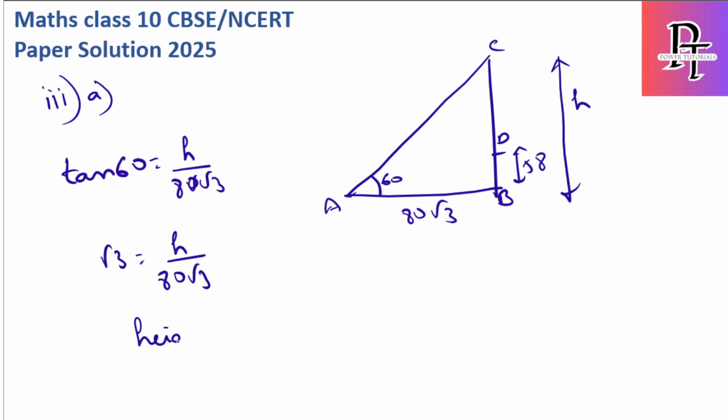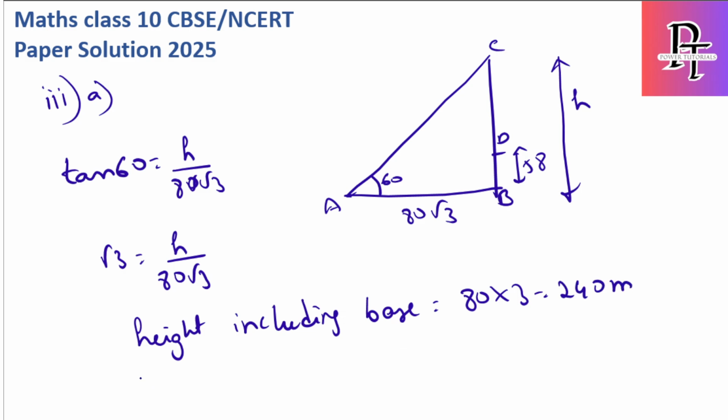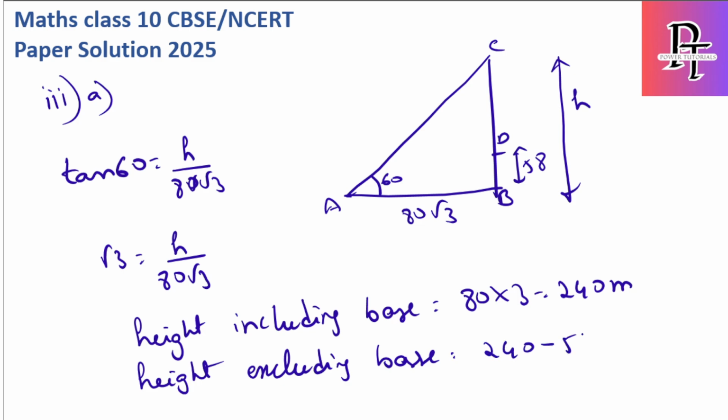So the height including the base is equal to 80 root 3 into root 3, which is 80 into 3. We got the height as 240. Second, the height excluding the base is equal to 240 minus the base, which is 58. So we get 182 meters.